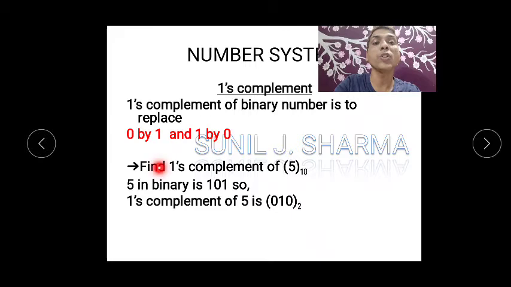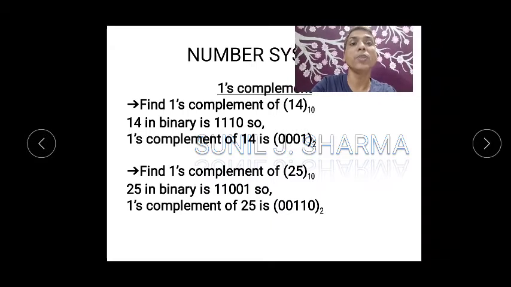So suppose the question comes like find one's complement of 5. First 5 has to be converted to binary, that is 1 0 1. Then one's complement will be just replace 0 by 1 and 1 by 0, that's it. So 1 is replaced by 0, 0 is replaced by 1, 1 is replaced by 0. That is the one's complement of 5. Simple.